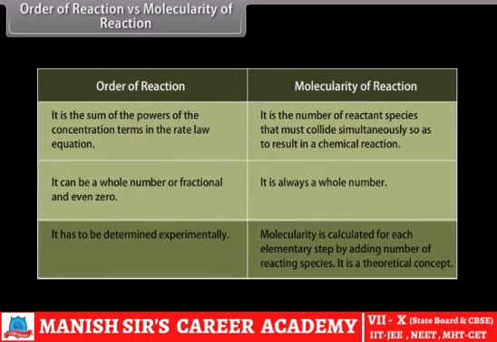Order of reaction has to be determined experimentally, whereas molecularity of a reaction is calculated for each elementary step by adding the number of reacting species. It is a theoretical concept.